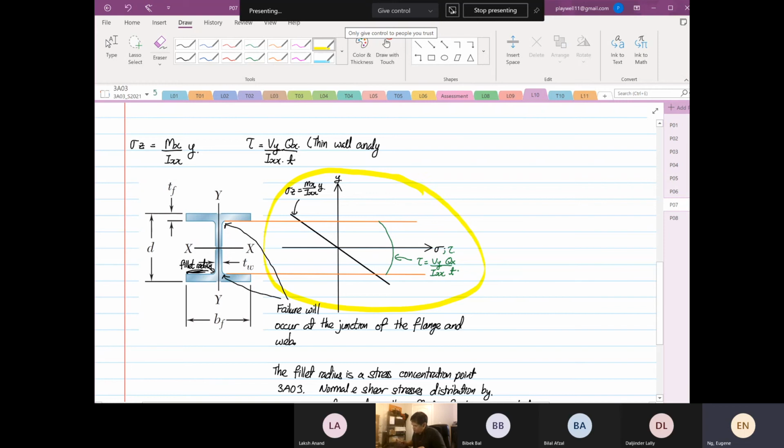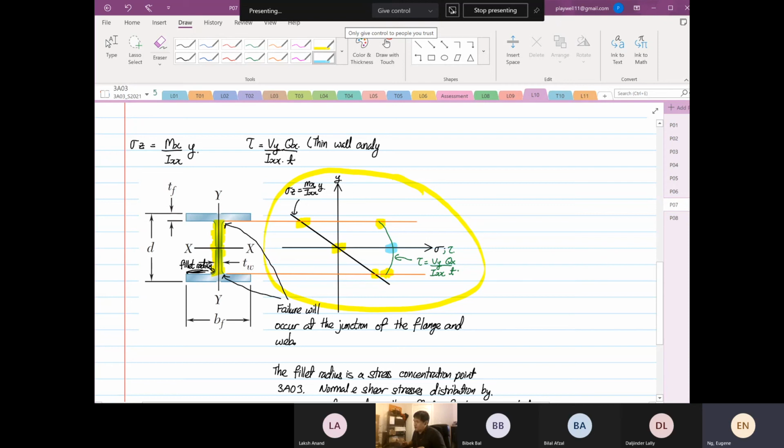Now on this distribution profile, we focus on this section over here, and we realize that we have high bending moment at this point. And we also have normal stresses. What we realize is at the neutral axis, our normal stress due to bending is 0, whereas the maximum shearing stress is at this position over here.